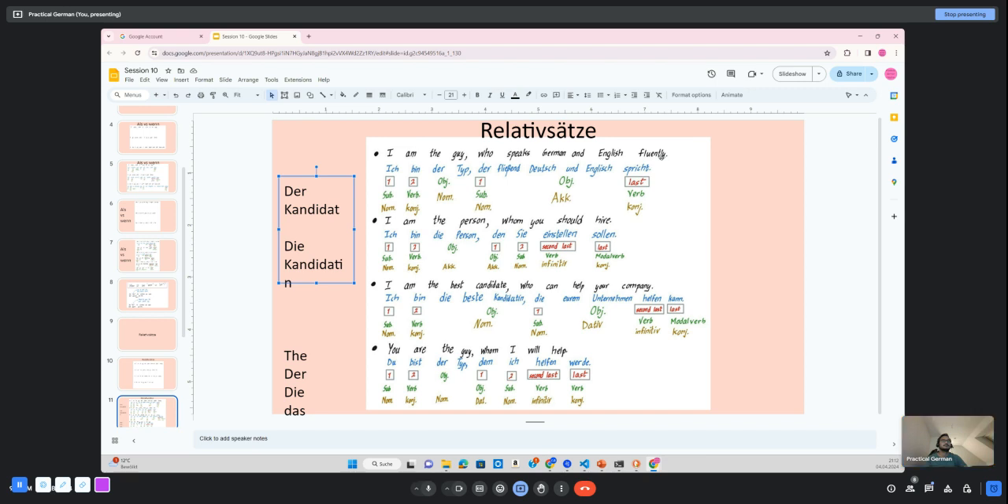Du solltest mich einstellen. So you are saying mich. You're not saying ich. You're saying mich, right? You're using the accusative form of ich. Yes. Correct. That's why you are using the.